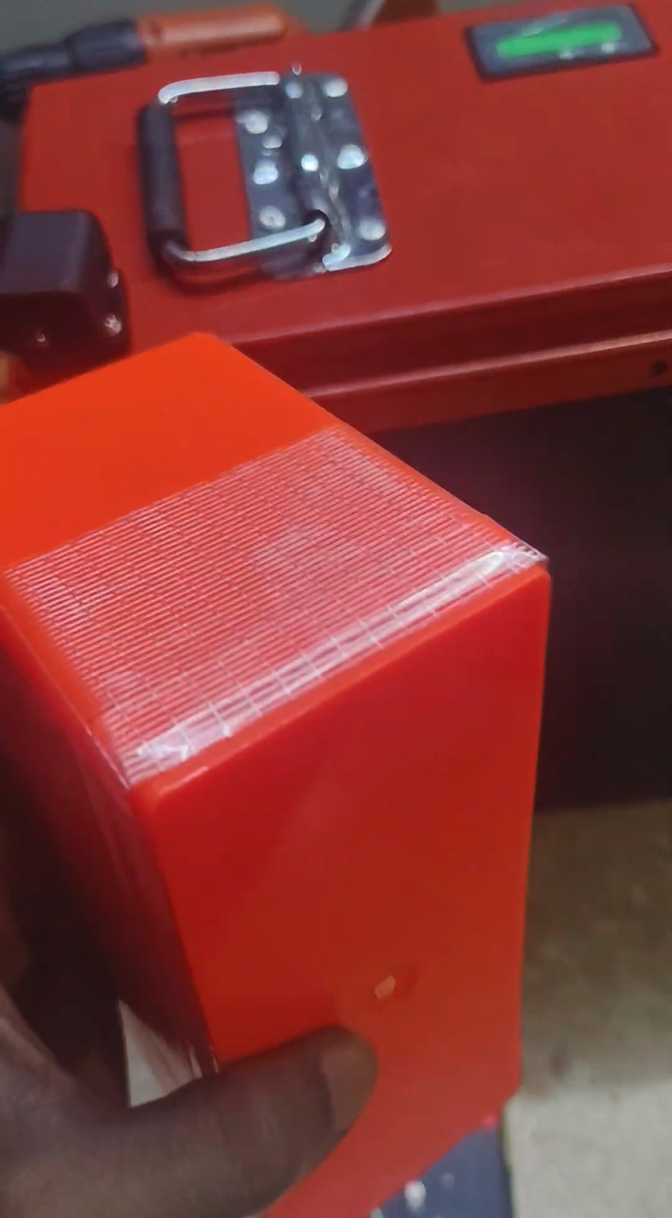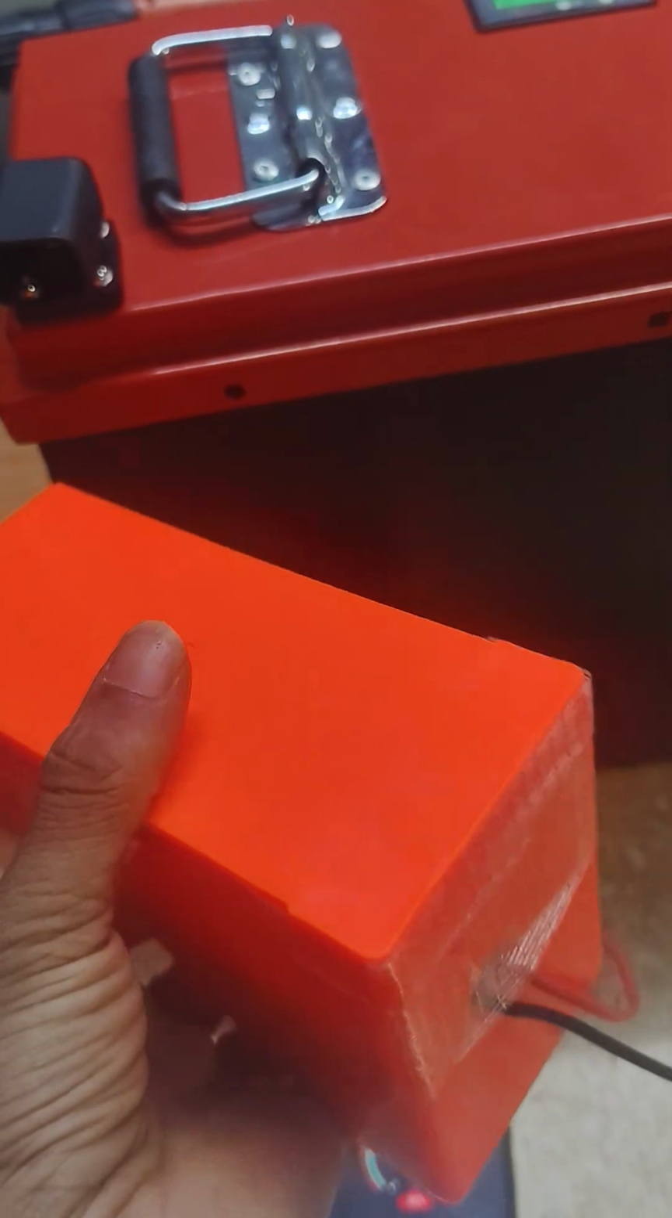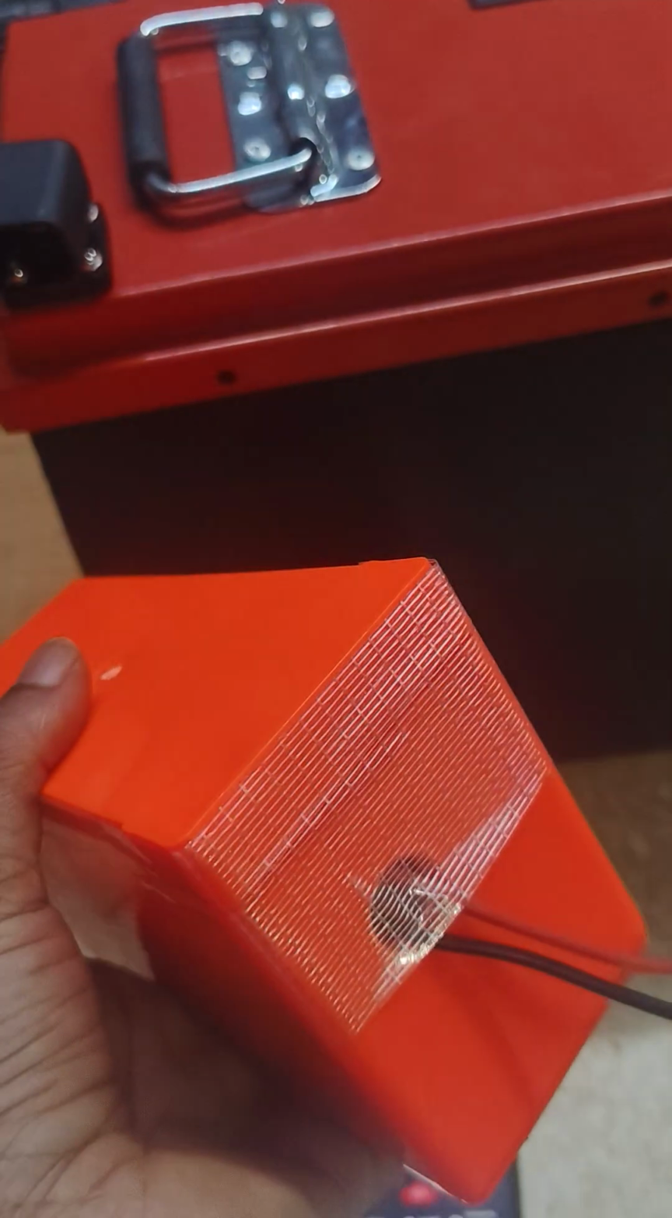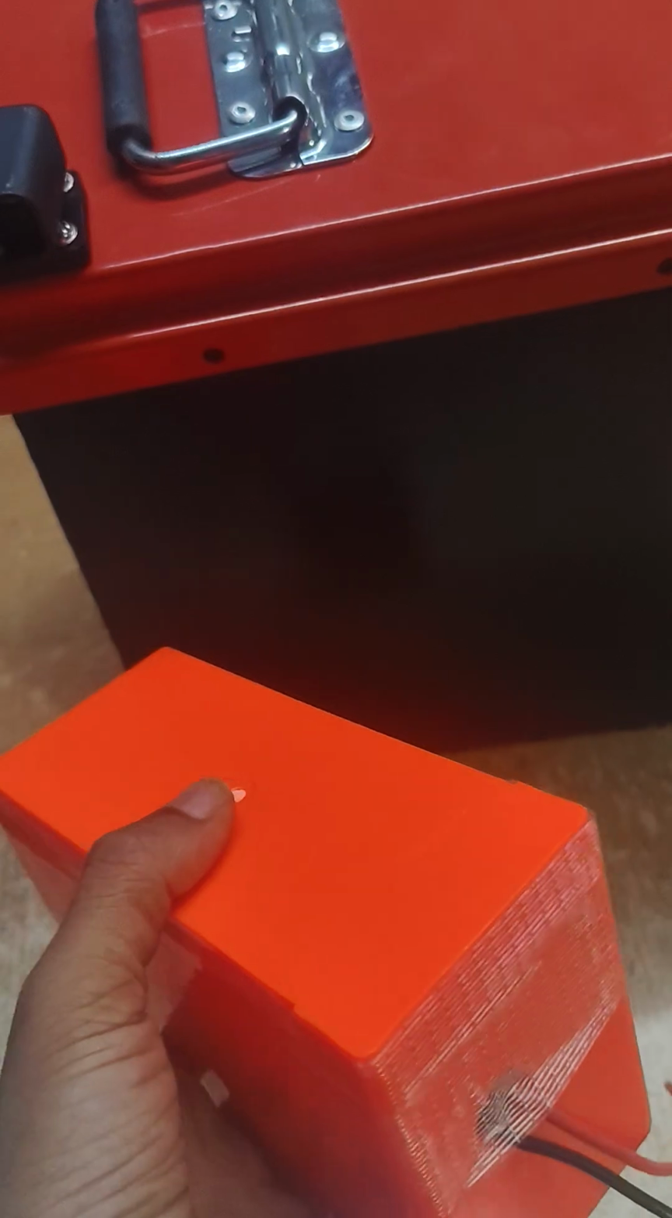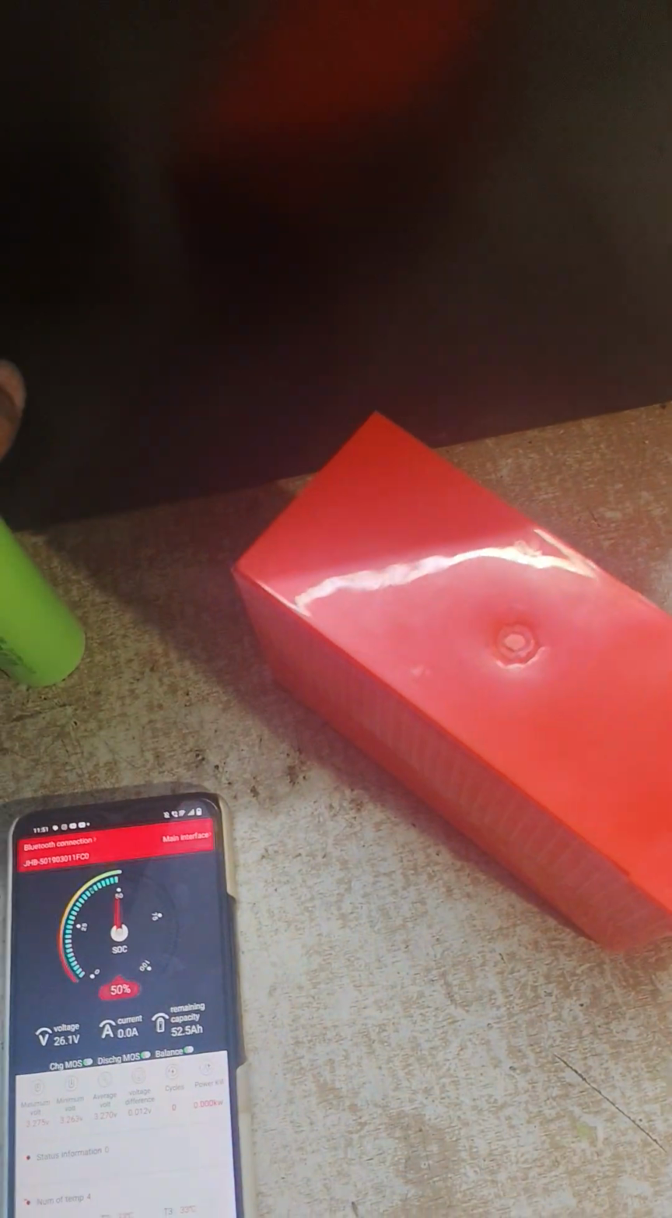This is a spray pump battery pack, 12 volt 15 Ah, with 15 Ah LFP cells. We have used 4 cells in this battery pack with a 10 ampere BMS, which is capable and enough for spray pump motors. And these are the two outputs that will be connected to the spray pump machine.